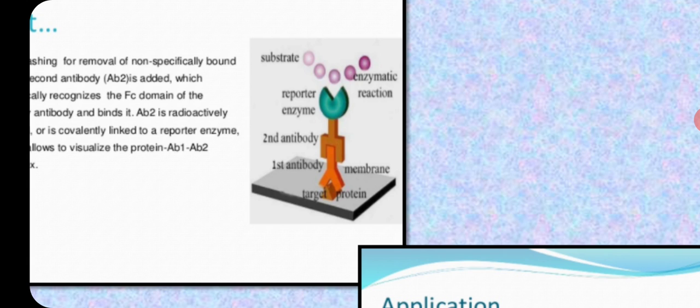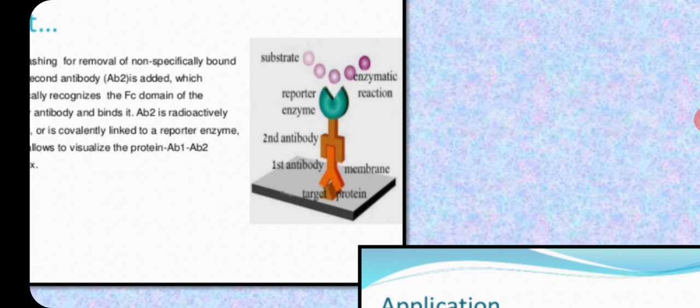Where does it produce light? Into the product. It produces light as a byproduct, and it can be easily detected on the X-ray film. So the place where light is produced indicates that our protein of interest is present there. As the light is produced, it is detected on the X-ray film.